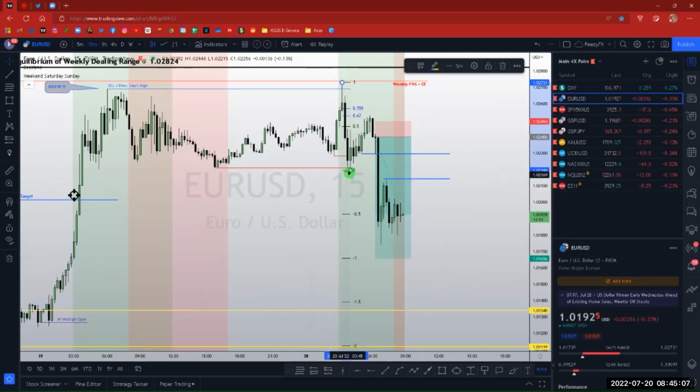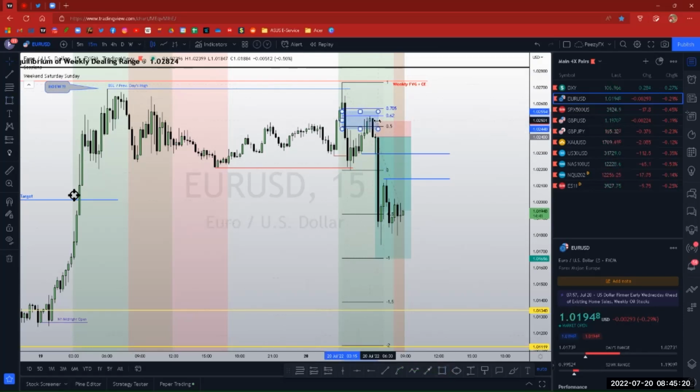I didn't catch this one, but that would have been a perfect setup. This is the type of setup you want to see right here. There's your fair value gap entry. You have your fair value gap that lines up perfect with the kill zone, and the time of day is perfect for that volatility injection.